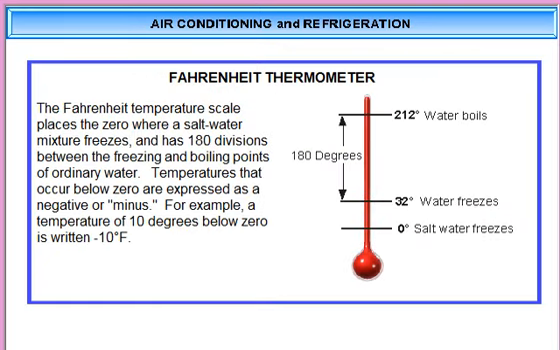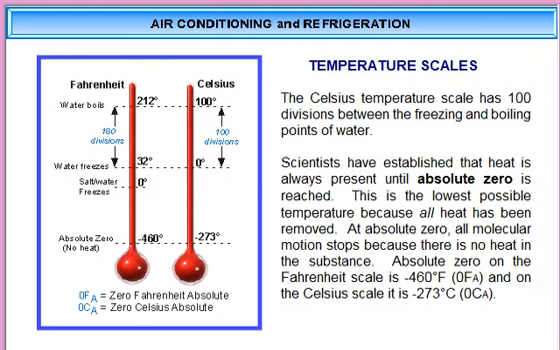The Fahrenheit temperature scale places the zero where a saltwater mixture freezes, and has 180 divisions between the freezing and boiling points of ordinary water. Temperatures that occur below zero are expressed as a negative or minus. For example, a temperature of 10 degrees below zero is written minus 10 degrees F for Fahrenheit. The Celsius temperature scale has 100 divisions between the freezing and boiling points of water.